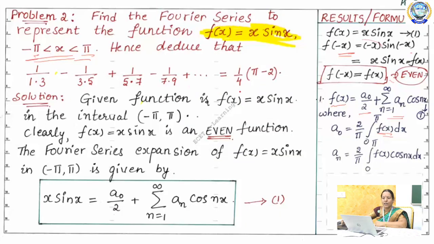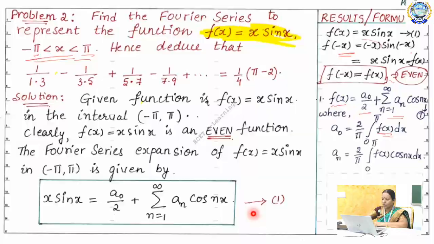Okay, now first let us write. Given function is f of x equals x sin x in the interval minus pi comma plus pi. Clearly the given function is even. So what will be our Fourier series expansion? By using this formula, f of x equals a naught by 2 plus sigma n equals 1 to infinity a n cos nx, in place of f of x we have x sin x. So just substitute it. We got x sin x equals a naught by 2 plus sigma n equals 1 to infinity a n cos nx. Let us name it equation 1.